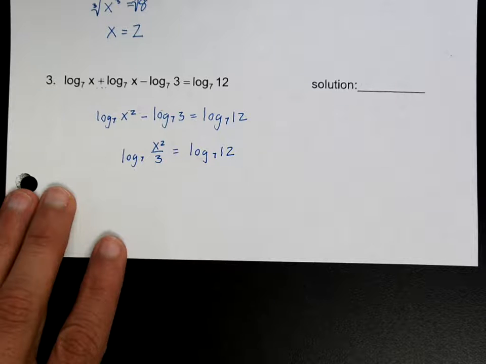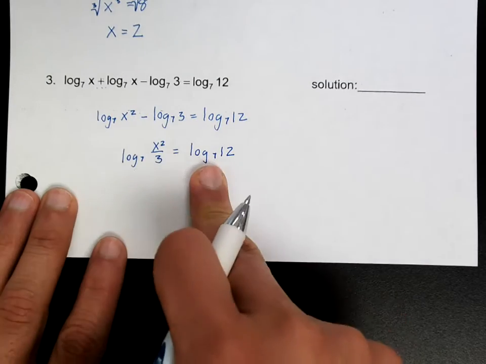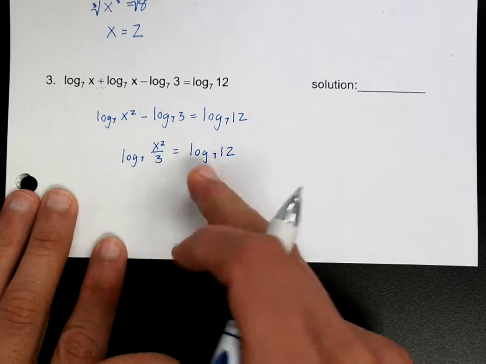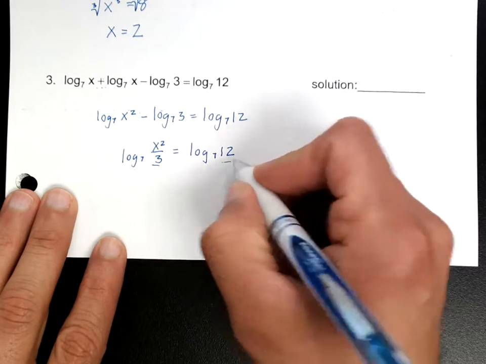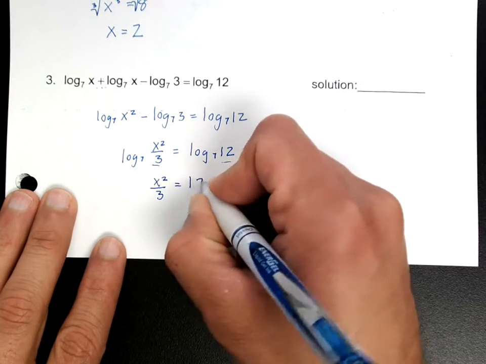Right, and once you get to that point where you have one logarithm on one side of the equal sign and another logarithm on the other side, then you're just going to set that equal to that. So we have x squared over 3 is equal to 12.